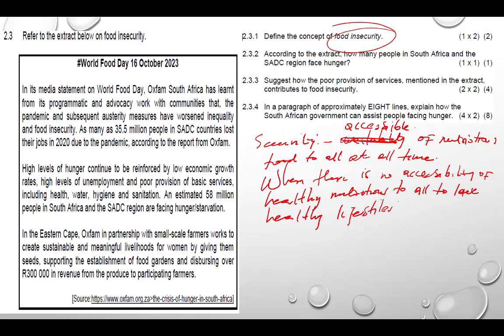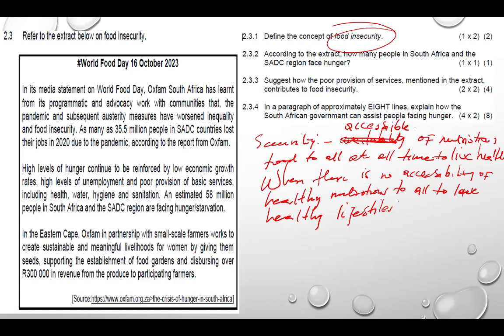So, which means here you can also add the same here. When there is accessibility of nutritious food to all at all times, to live healthy lifestyles, to live healthy. So, in insecurity, there is no access for all to live a healthy lifestyle. So that is the difference between security and insecurity.